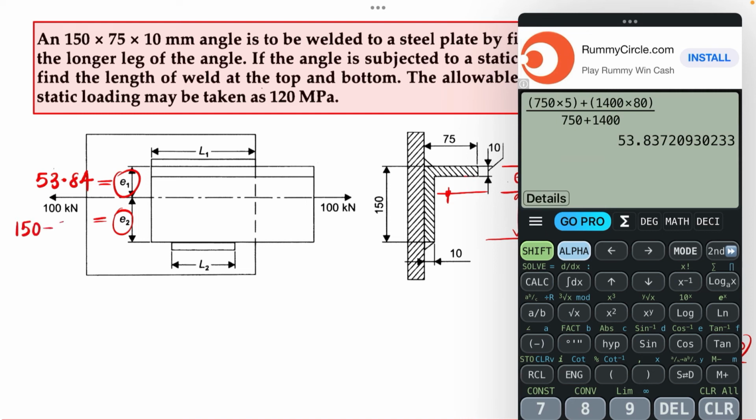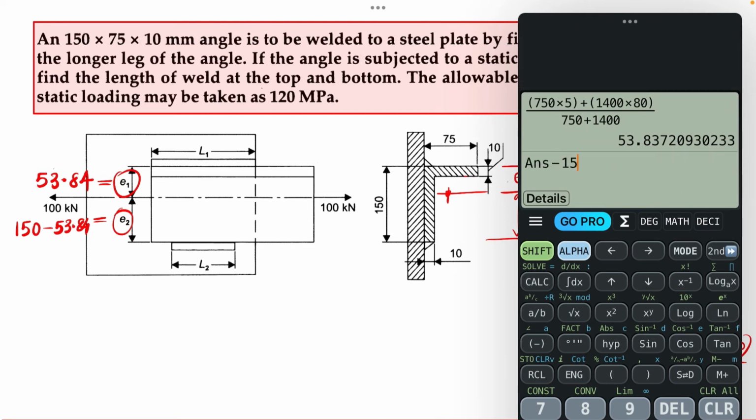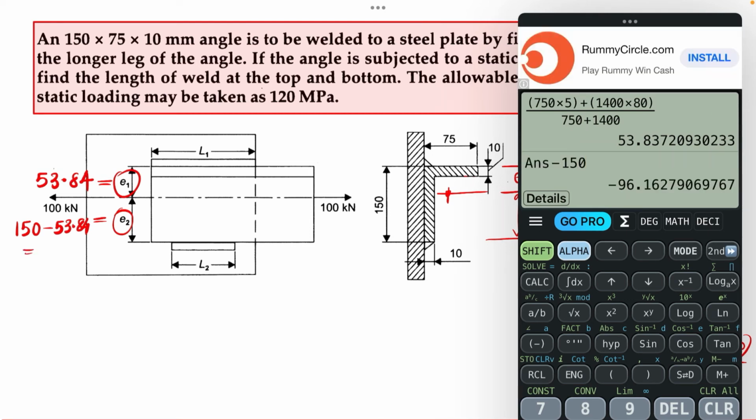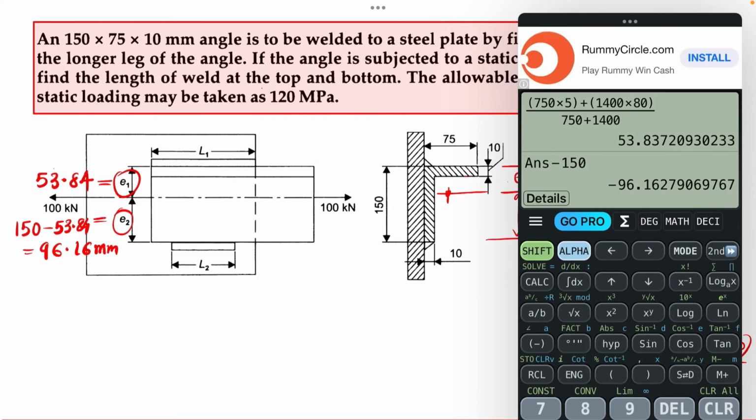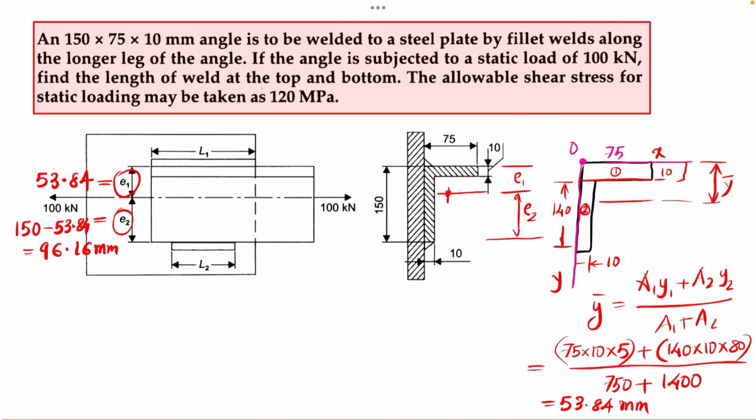The remaining value E2 you can evaluate by subtracting it from the 150. So this will be equal to 150 minus 53.84, and that value will be equal to 96.16 mm. So now you have the values of E1 and E2. The same can be used for solving in a similar way to the previous problem for finding L1 and L2. Here again, the load applied is P, which is 100 kilonewton. The load taken by this can be named P1 and this will be P2.